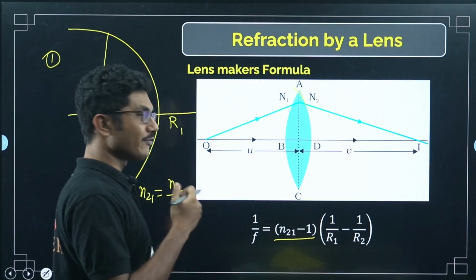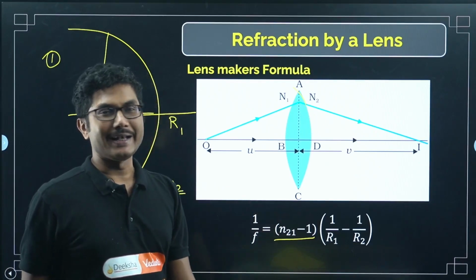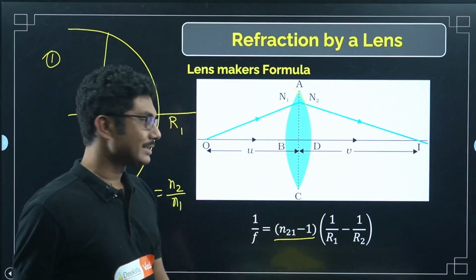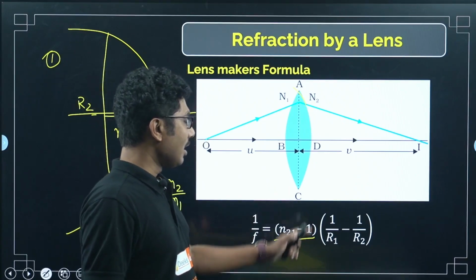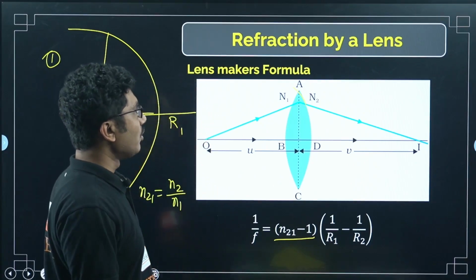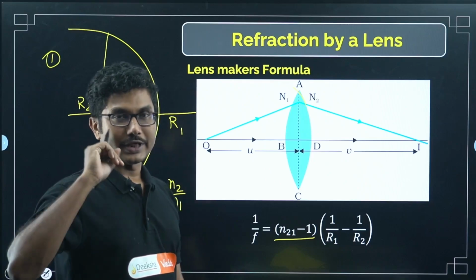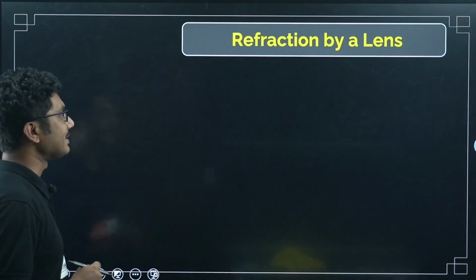So using that formula you can calculate N21, and then you can apply that to find the relative refractive index, and then N21 minus 1 times 1 by R1 minus 1 by R2. Okay, so this is the formula for the focal length of any surface.